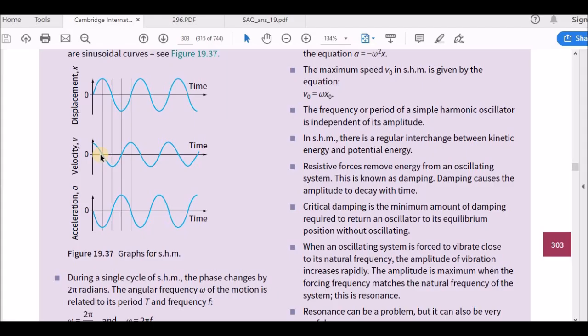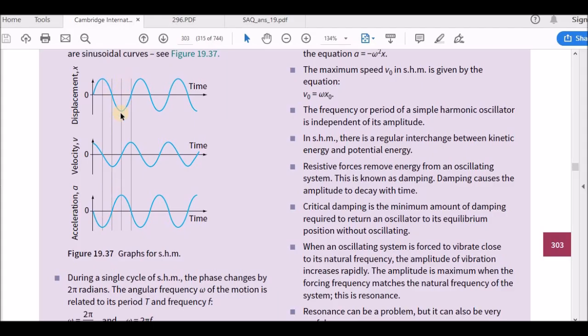Here the gradient for this graph is maximum, so acceleration should be maximum. Over here the displacement is 0, but the gradient is maximum, so velocity is maximum, but the gradient is negative, so the velocity is maximum negative. And over here the gradient is 0, that means the acceleration should be 0. So you can go along a line and see what happens.